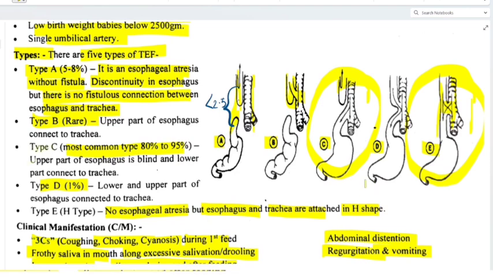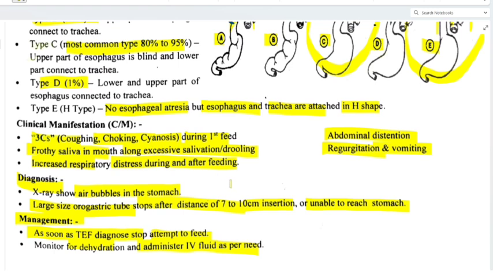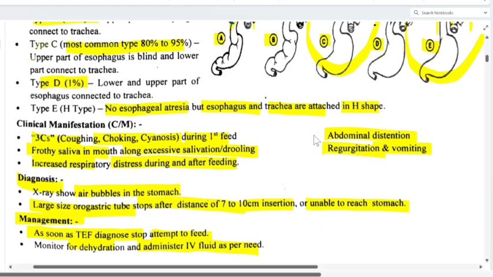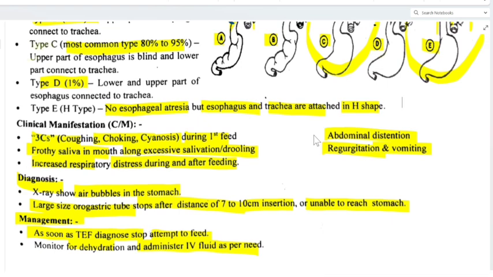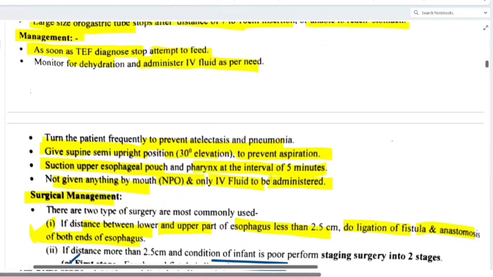Okay. Now clinical manifestation we have already studied, that is 3C: coughing, choking, cyanosis. That also you have to remember. Then diagnosis, how we diagnose, that is by X-ray. And if we insert a large size orogastric tube, then we can see that after 7 to 10 centimeter it is unable to reach the stomach. Clear? Okay. Then management part, feed, we are not giving any food by mouth. Clear? Then we have to monitor for dehydration and give IV fluid as per need. Then position, it is very important, 30-degree elevation.